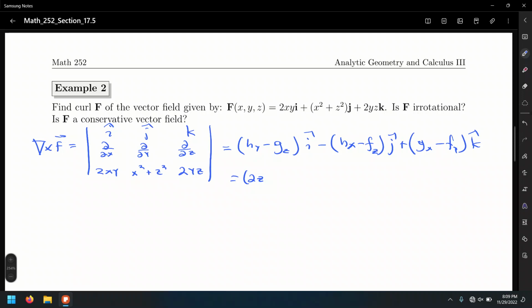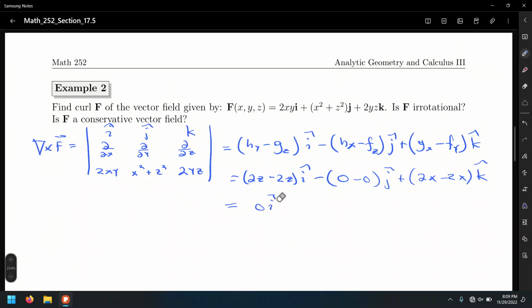Hold on. With respect to z, rather. It's also 2z, right? In the direction of i. Minus the partial of h with respect to x, isn't that a 0? And then minus the partial of f with respect to z, that's also 0. And plus the partial of g with respect to x, that's a 2x. And the derivative of f with respect to y, that's also 2x. Did you see how everything gets zeroed out? So what do we get?